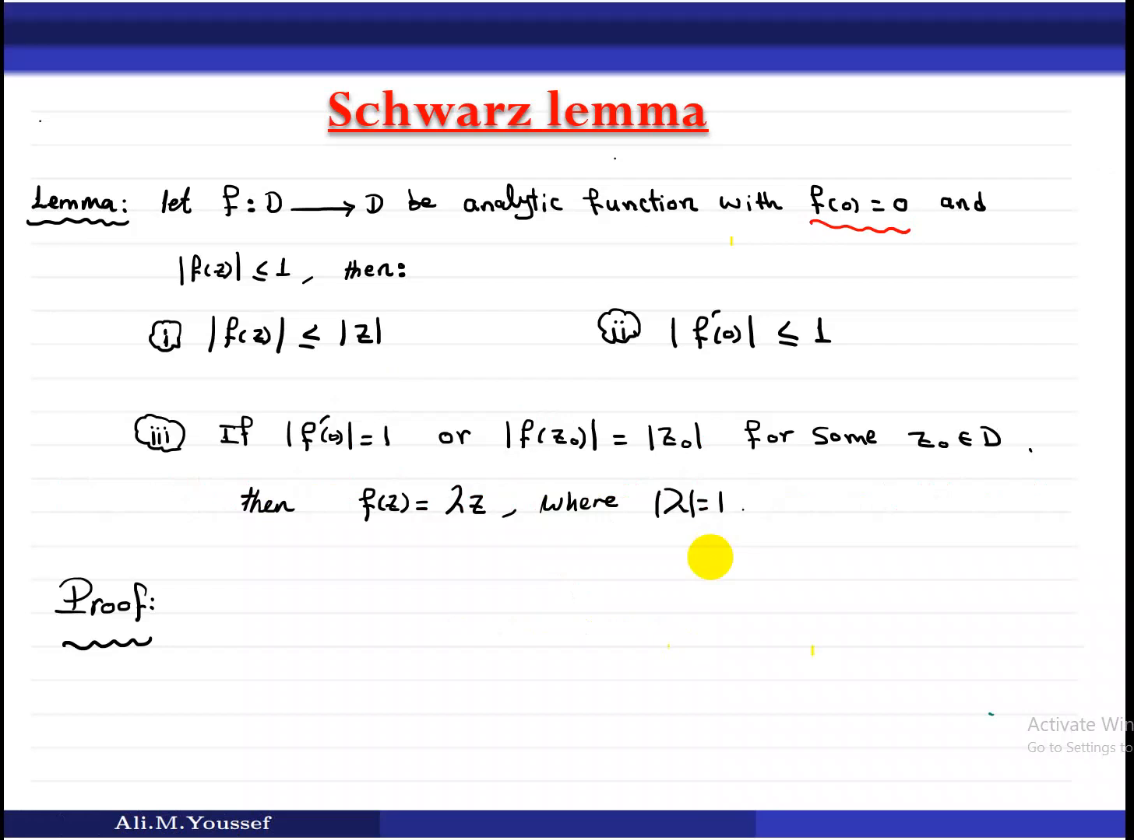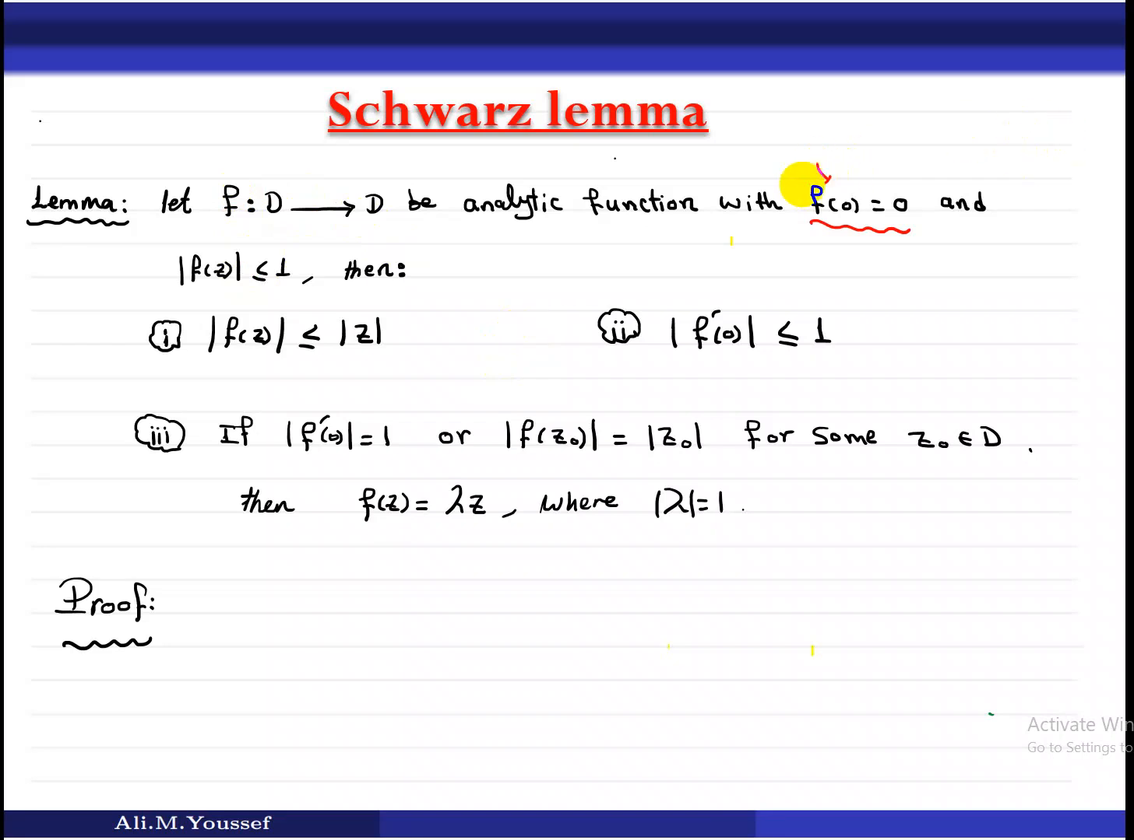This function is an analytic function with a condition f(0) is equal to 0. So we have a condition here, f(0) = 0, and the modulus of f is less than 1, and this condition is included in this function. If we say that f from D to D, so we have the modulus of f is less than 1. So if we have the function as analytic and f(0) = 0, it's a very important condition here.